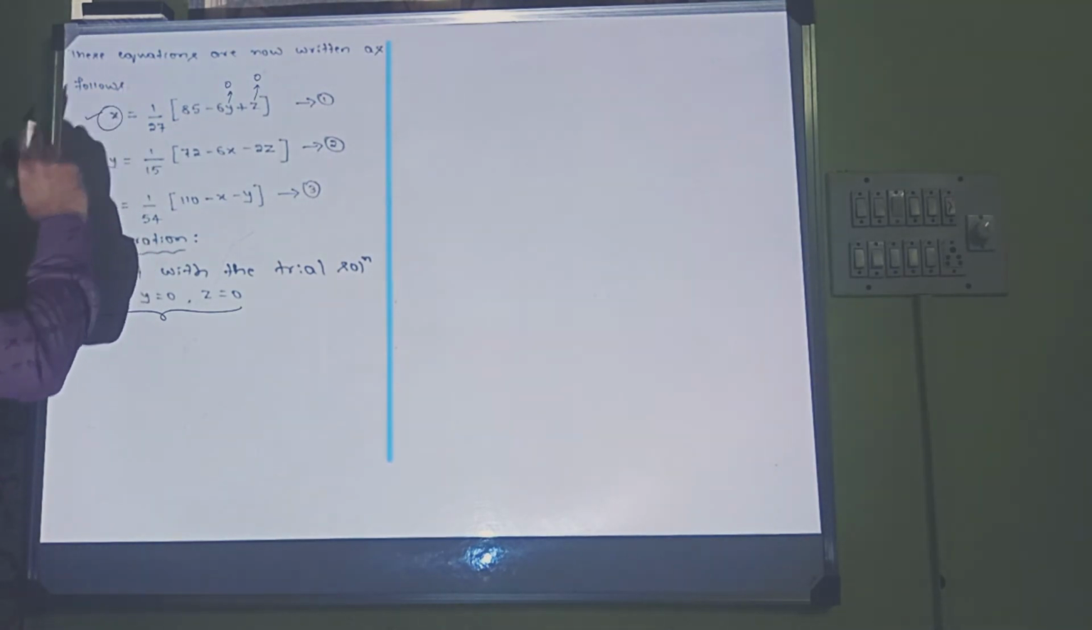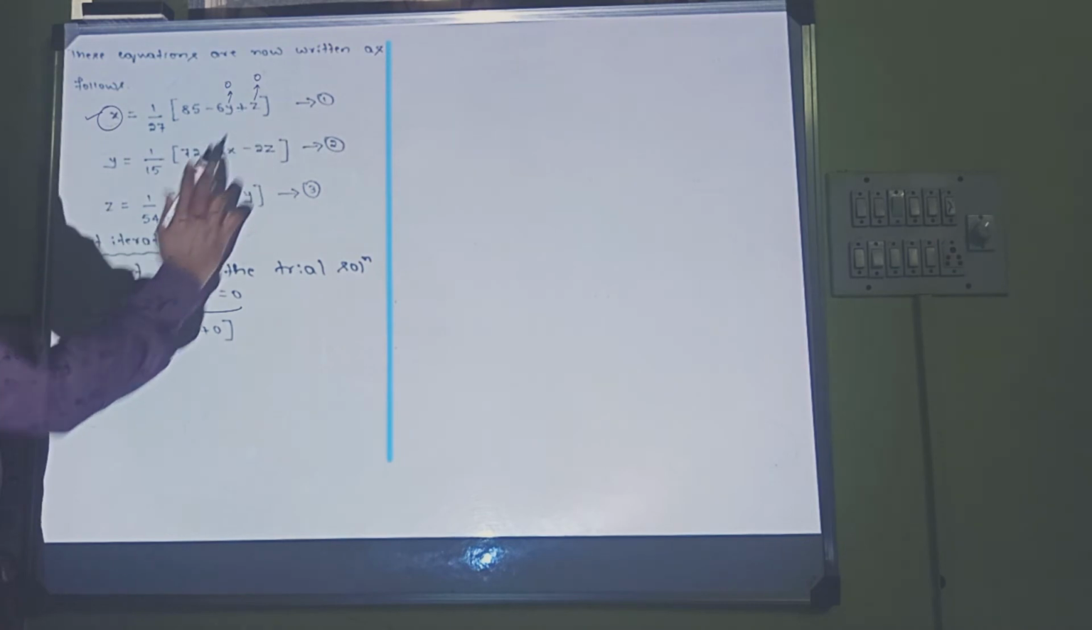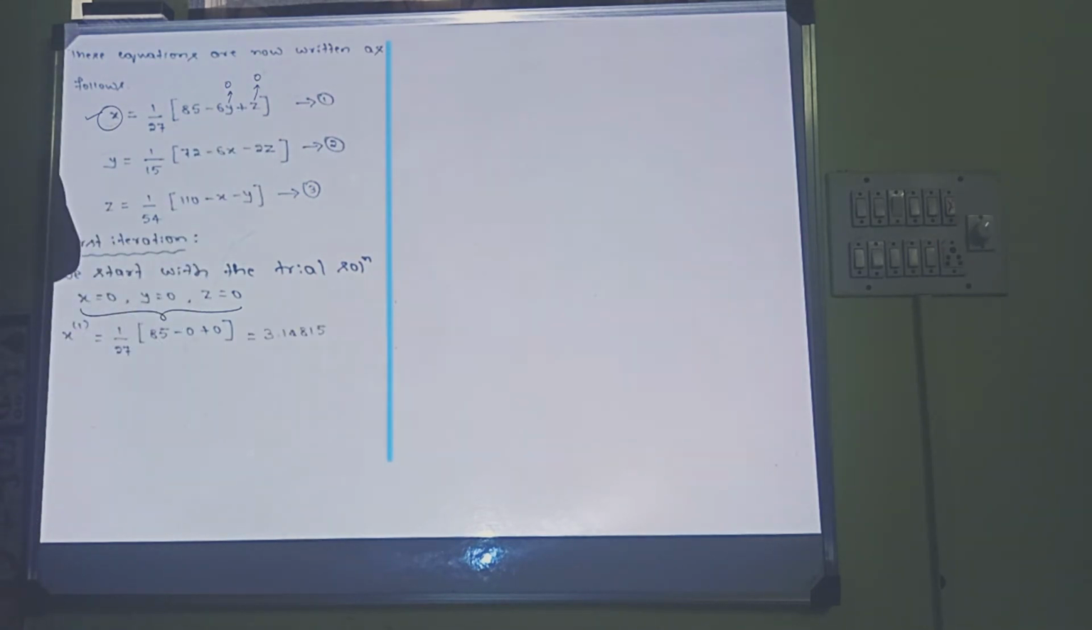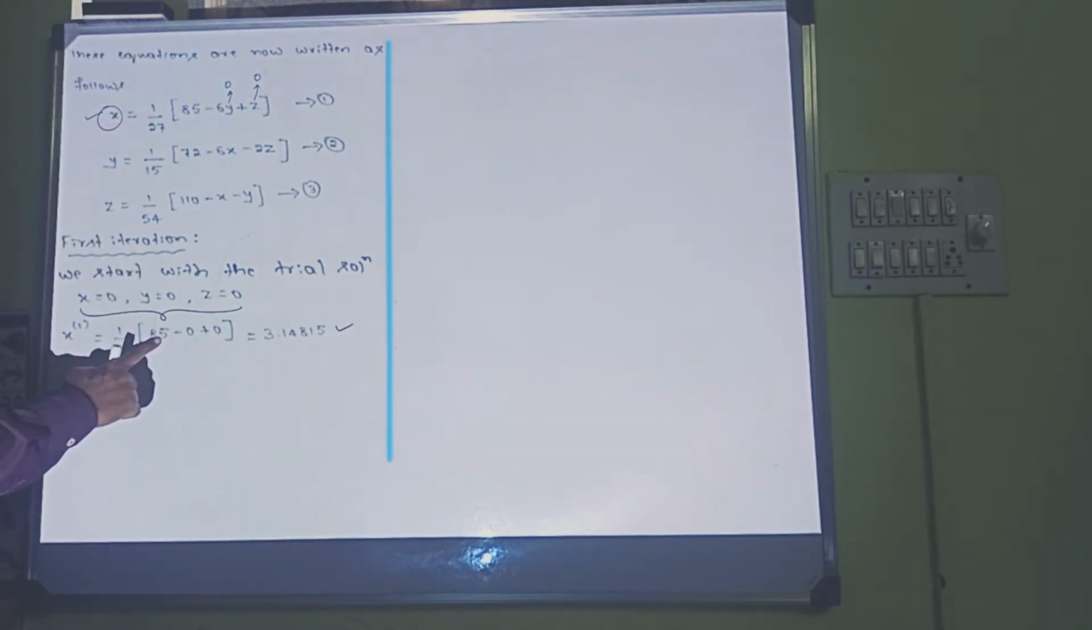New value of x, we denote it as x1, the first iterated value of x, as x power 1. That is 1 by 27 into 85 minus 0 plus 0. Now when you use your scientific calculator and calculate, you get this value. That is, 85 by 27 gives this.